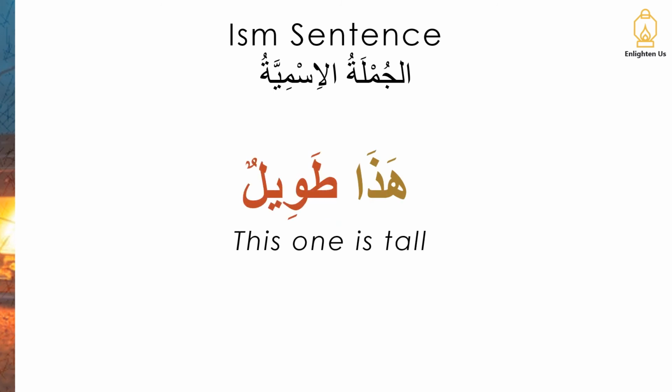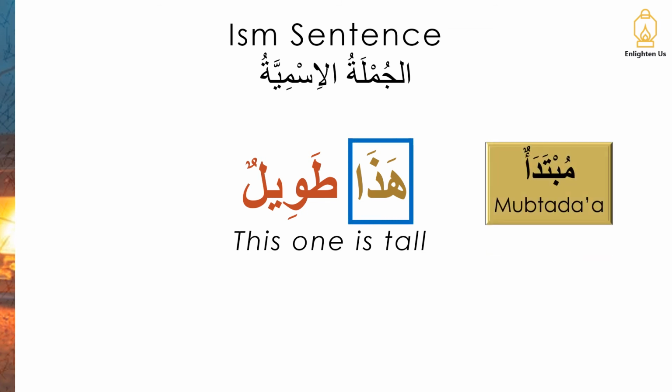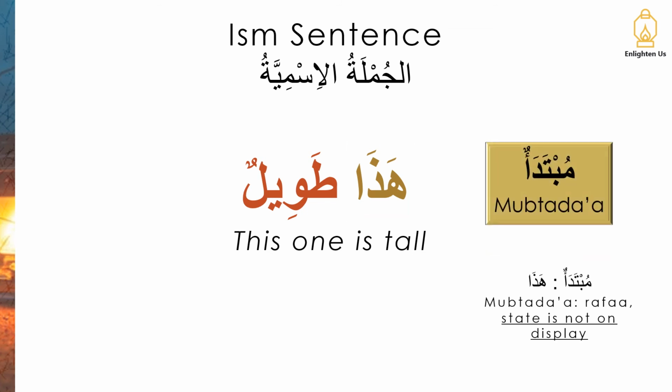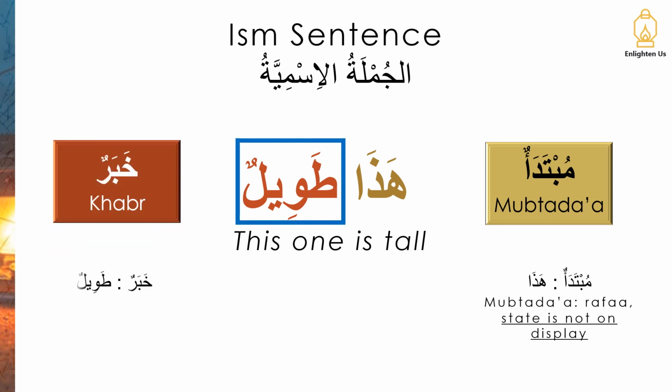We've got another interesting example here. هذا طويل, this one is tall. Again, هذا is our mubtada, and again, the rafa'ness is not on display. This is one of our asma' al-ishara, if you remember. And our khabar, طويل, again, as we've seen, the rafa'ness is denoted by the double dhamma.